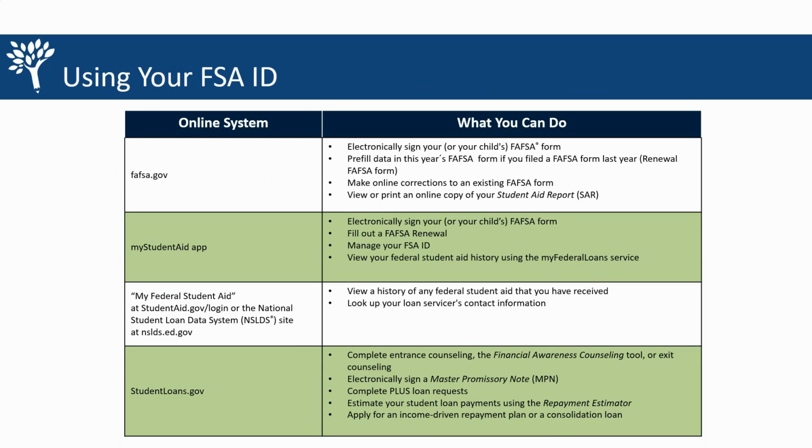There are several ways you can use your FSA ID. For most of our students, you're going to be utilizing this to sign your FAFSA and to access FAFSA corrections. But you can also use it for your My Student Aid app to be able to do the FAFSA on your phone, as well as My Federal Student Aid to look at your information about loans, and studentloans.gov.